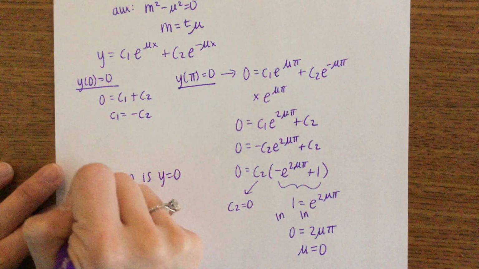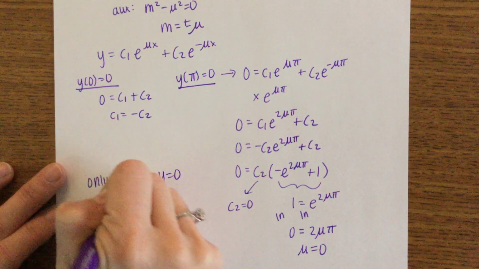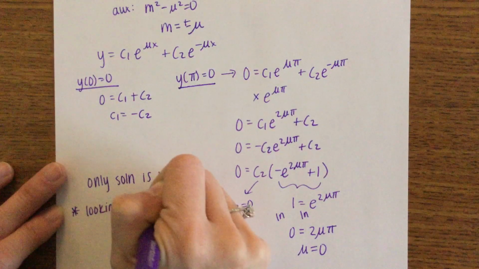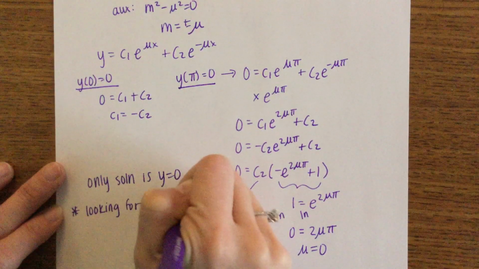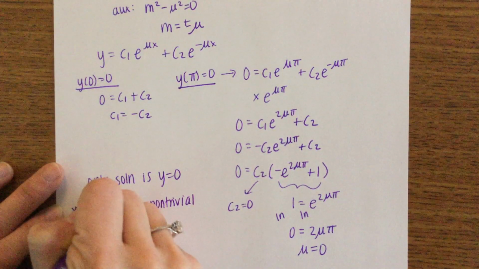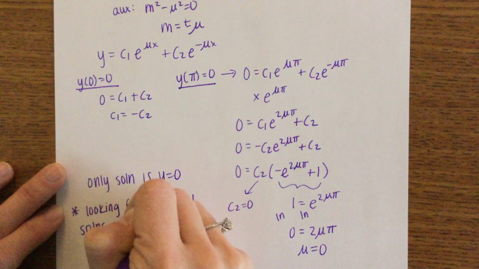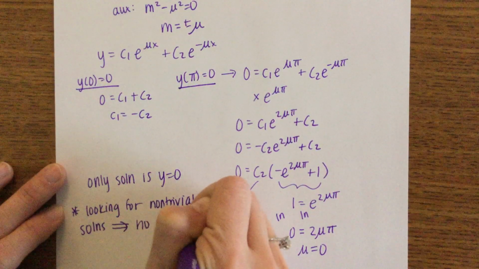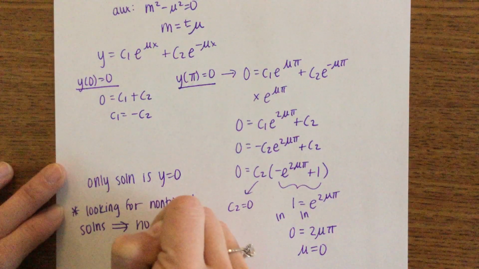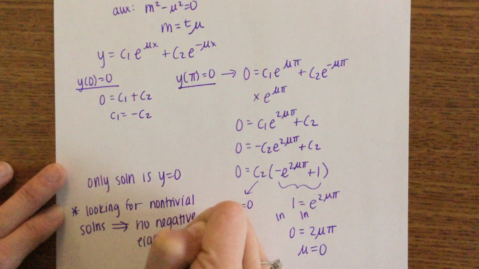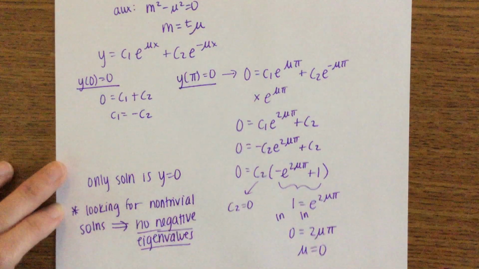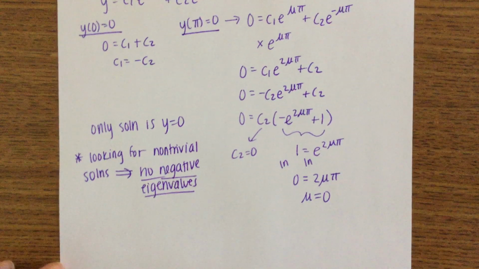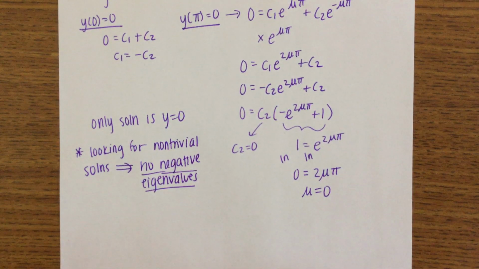Here's what's important. We are looking for non-trivial solutions, which tells us we do not have to consider negative eigenvalues. So the negative eigenvalue only gave us trivial solutions that we don't care about.